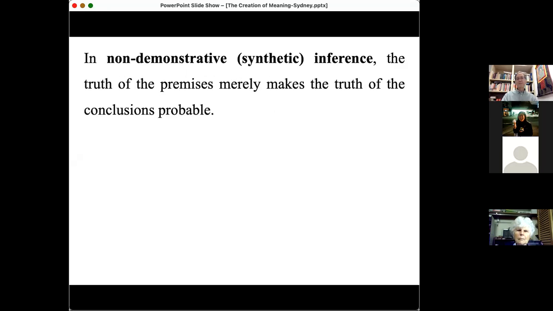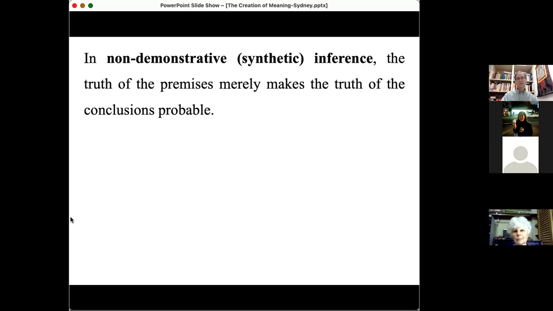In non-demonstrative or synthetic inference, the truth of the premises merely makes the truth of the conclusion probable. And this was the problem, because when this was first identified, Hume talked about the problem of induction. At that time, he included induction and abduction together in non-demonstrative inference. He called it the problem of induction because philosophers like certainty, and you don't get certainty with this type of induction.